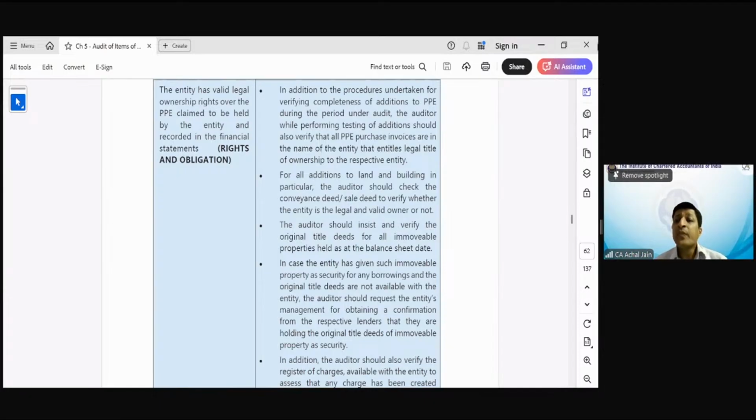Then Bushra is asking, sir, who is the authorized personnel who will approve the PPE additions? See, this authorized personnel is not fixed for a company. It varies from company to company. So the company will set up its authority matrix. Every company will do that. On the basis of that authority matrix, the auditor will have to check whether the additions or anything which is in place is approved by the appropriate personnel or not. So that's how it's required to be done.